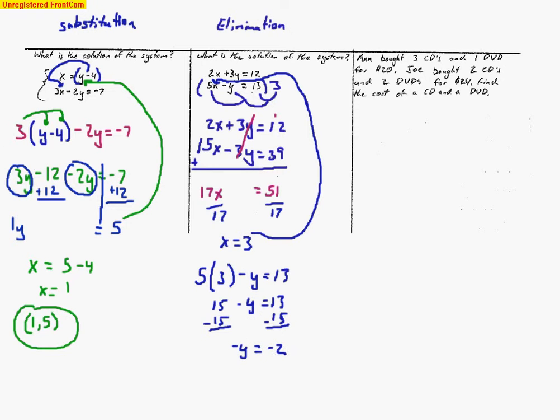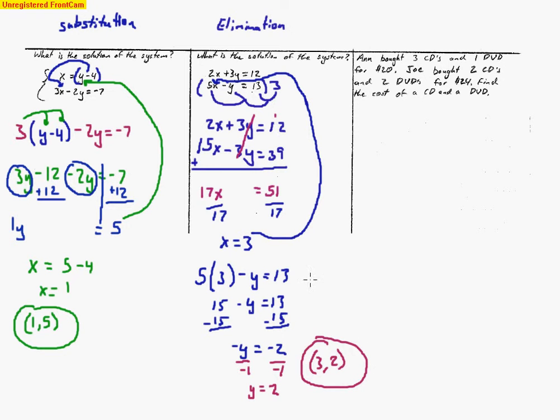Well, you still need to get rid of that negative sign. So some people will forget to do this. You've got to divide by that negative 1. And so y equals positive 2, because the negatives will end up canceling. So write your answer as an ordered pair. (3, 2) gives you your answer.